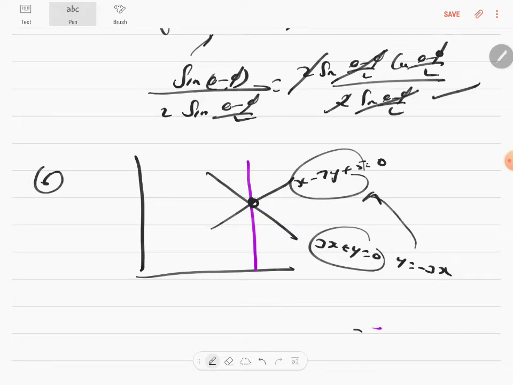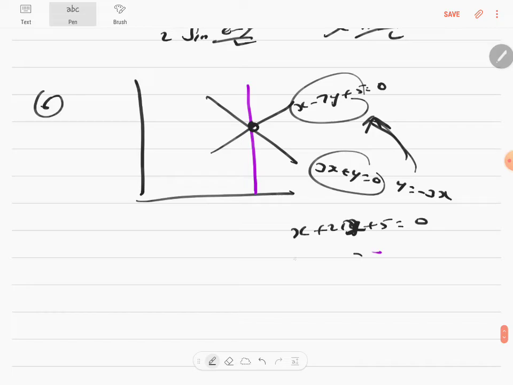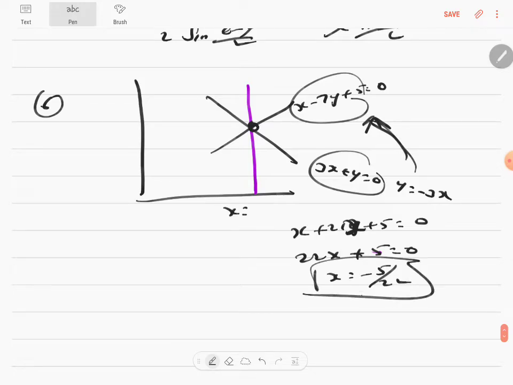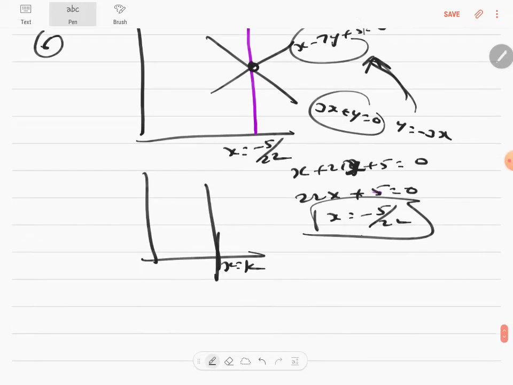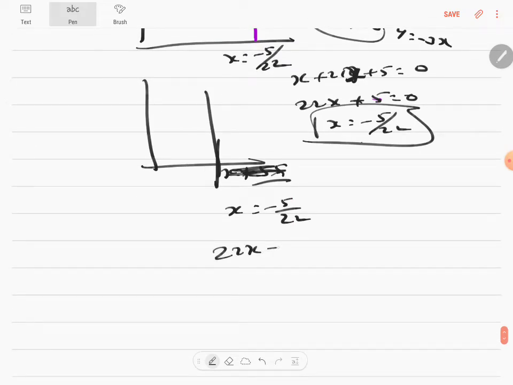So substitute that here, x plus 21y plus 5 is equal to 0. 21x, sorry. You substitute this here, it will become 21x. So it's 22x plus 5 is equal to 0, x is equal to minus 5 by 22. And this line itself will be x is equal to minus 5 by 22, because any line parallel to y-axis will be cutting through x. x is equal to some constant value, which itself is minus 5 by 22. So cross multiplying, 22x plus 5 is equal to 0 is the equation of this line. Okay, so that's about it.